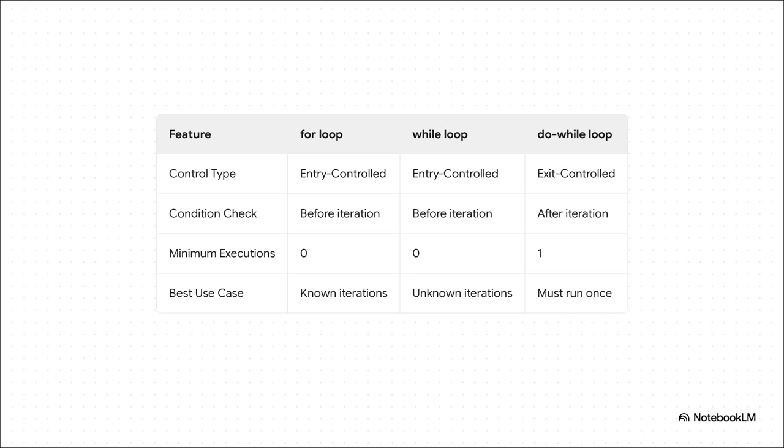A while loop is your best bet when the number of repeats is unknown. Think of a game that keeps running while the player still has lives left. And the do-while loop? That's for when you have to run the code at least once, like prompting a user for a password before you can check if it's correct. You always have to ask that first time.